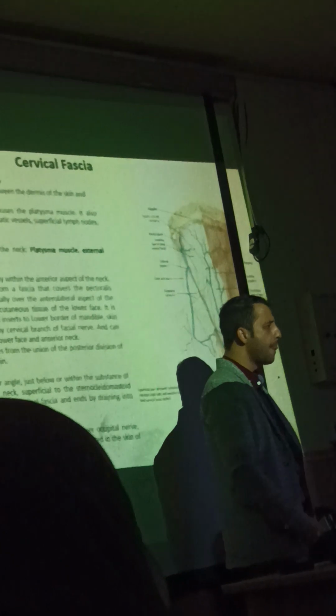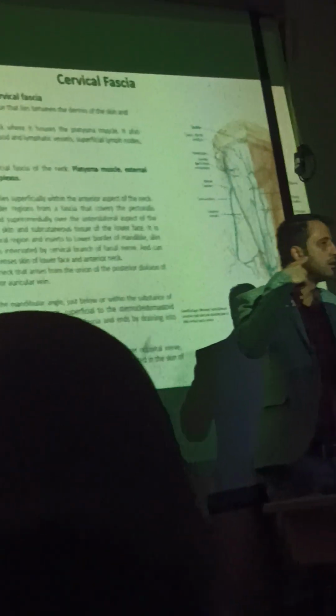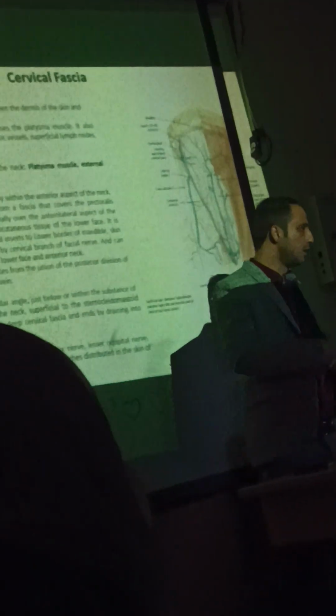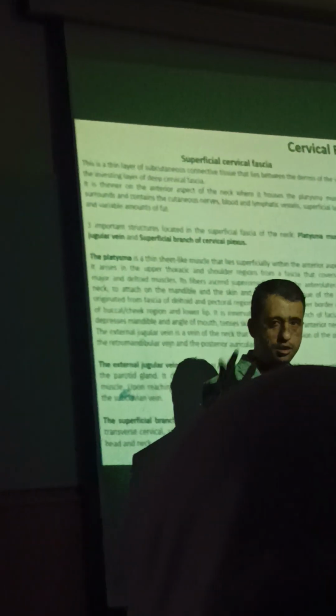Innervated by which one? The cervical branch of the facial nerve. So, the external jugular vein, the platysma muscle, and also the cutaneous branches of the cervical plexus are located in the superficial fascia. These three structures are located in the superficial fascia of the neck area.